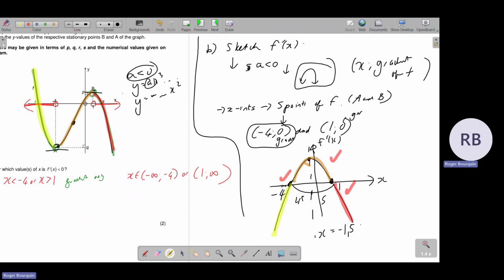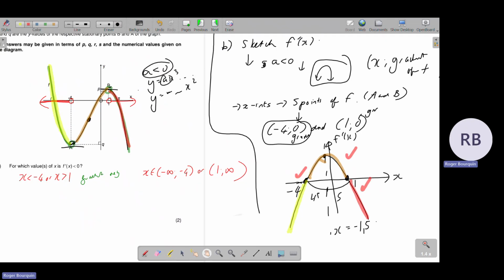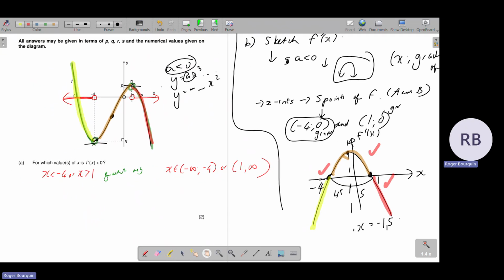Guys, come on. For C, you're going to have to use your graph. Try C and D. How are you going to use it? Speak to your neighbor. The question is saying what, guys?